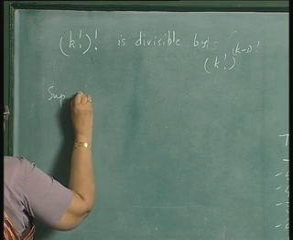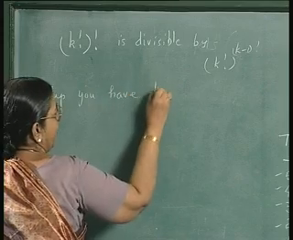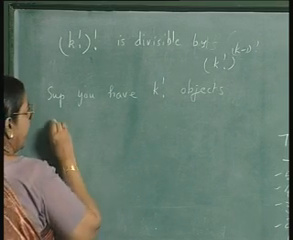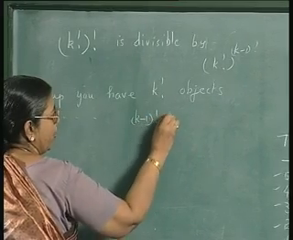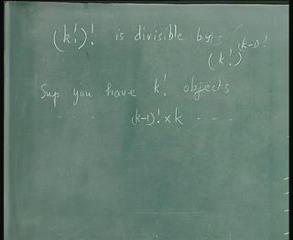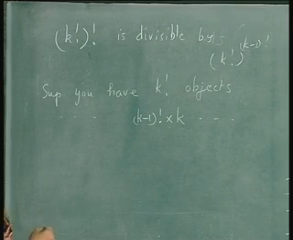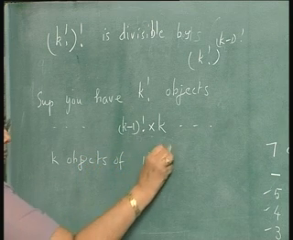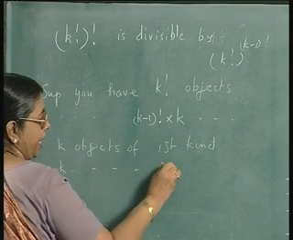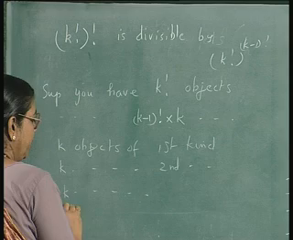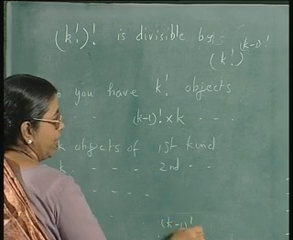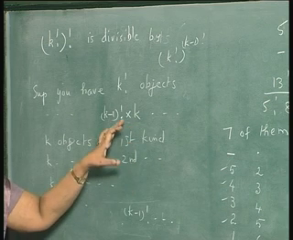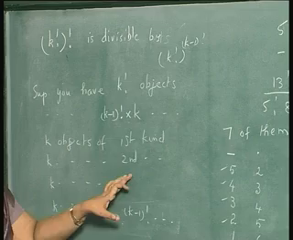Suppose you have k factorial objects. Actually, that is equivalent to saying you are having (k minus 1) factorial into k objects. And suppose they are not distinct. There are k objects of the first kind, there are k objects of the second kind, there are k objects of the third kind, and so on. Like that, there are k objects of the (k minus 1) factorial kind. So, out of the k factorial objects, k of them are identical of the first kind, k of them are identical of the second kind, k of them are identical of the third kind, and so on.